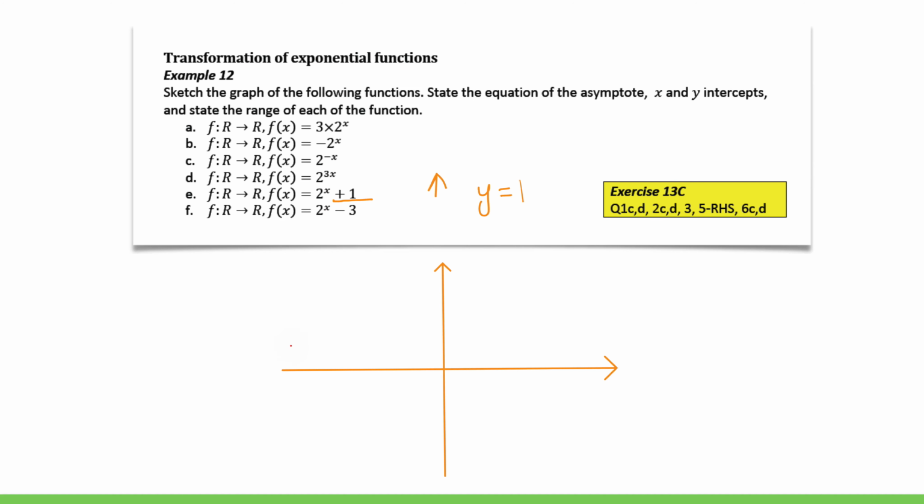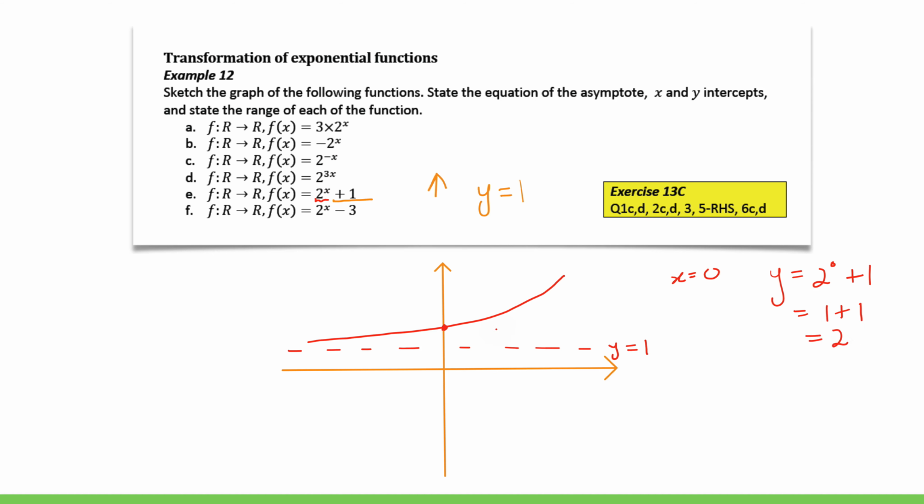So step number 1, put in your asymptote. Nothing has happened to the actual graph in terms of reflections or dilations, so it's going to look like this. And I can now find my intercept. So when x is equal to 0, I will get y is equal to 2 to the power of 0 plus 1. 2 to the power of 0 is just 1, so I'll get 1 plus 1 is 2. And that's expected because usually it's at 1, but since my whole graph has been lifted by 1, it's now at 2. Make sure you label your axes.